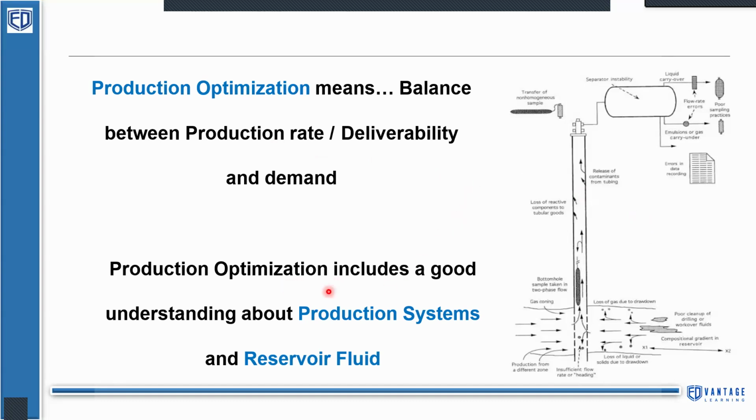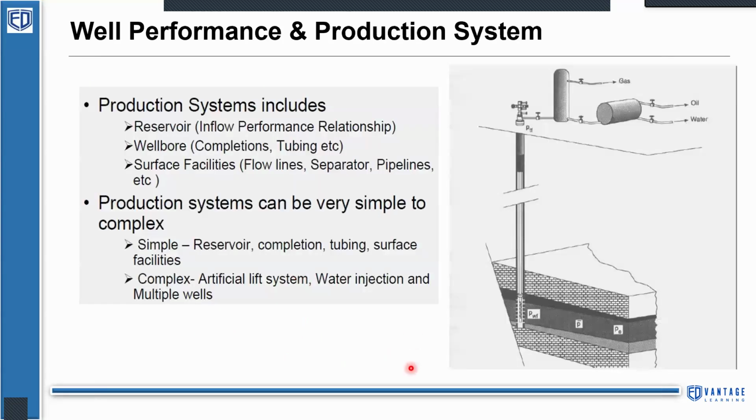So production optimization includes a good understanding of production systems and reservoir fluid. The system includes the reservoir, which is generally described by the IPR, the inflow performance relationship, then the wellbore, which includes completions and tubing, and surface facilities: the flow line, separators, pipelines, etc. The integration or combination of these will be taken forward through nodal analysis.